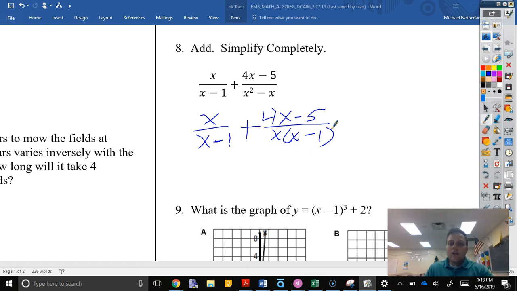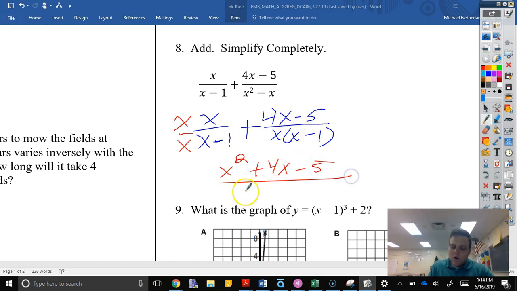So now hopefully you're aware of, oh, okay, so this guy needs something in its denominator to get it common. It needs another x. So we'll multiply. Now our denominator is going to be the same, so I can make this one big fraction over a single denominator. So x times x, that's x squared, so I get x squared plus 4x, that's coming from this guy right here, minus 5, over x times x minus 1.